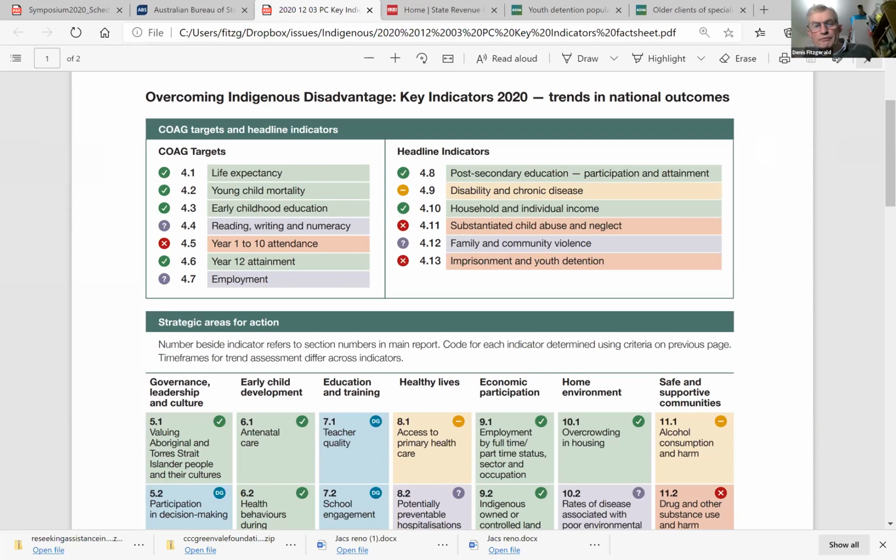And for 2 of them, 4.4 reading, writing, numeracy, 4.7 employment, it's mixed, because each of these high level categories, in fact, is composed of lots and lots of more detailed measures. So on 4.4 and 4.7, the balance of those measures is mixed, a number up, a number down.